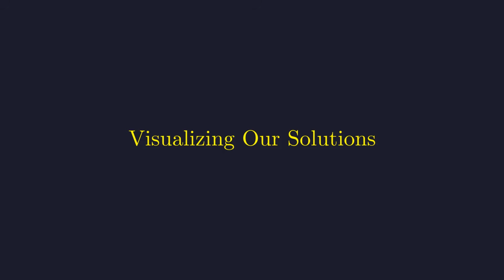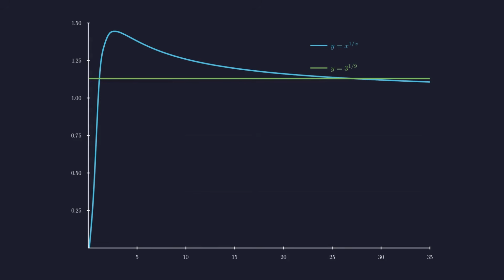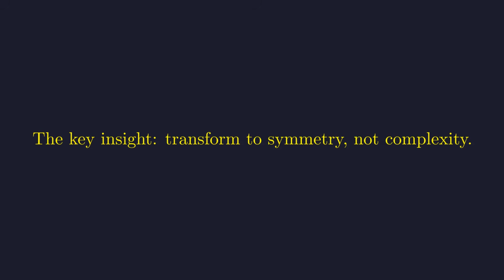Now that we've found both solutions algebraically, let's visualize them on our graph to confirm our work. Here's our function x to the power of 1 over x and the horizontal line at 3 to the 1/9. Perfect. Here are our two solutions. The smaller one at approximately 1.151, found using Lambert W, and our elegant integer solution at exactly 27. The key was not complexity, but finding the right perspective. By transforming to a symmetric form, we uncovered the beautiful integer solution hidden in plain sight.